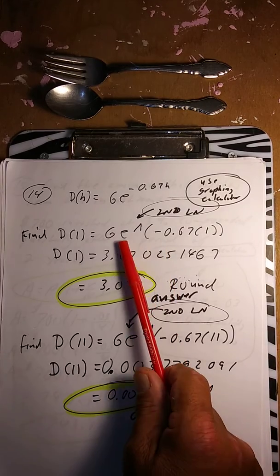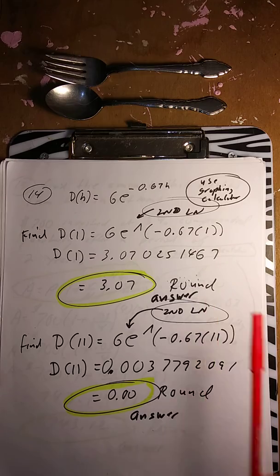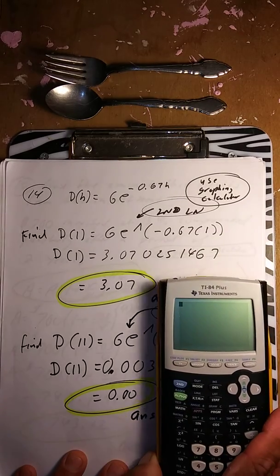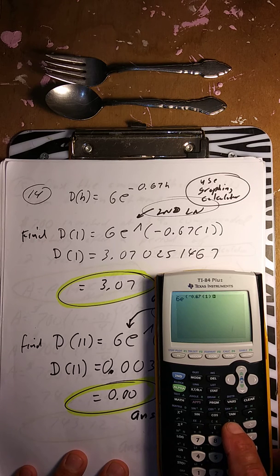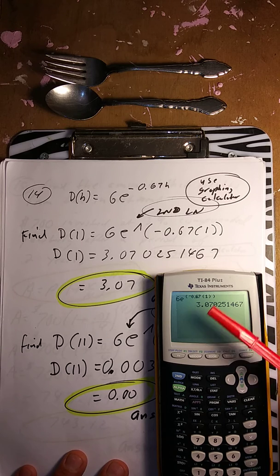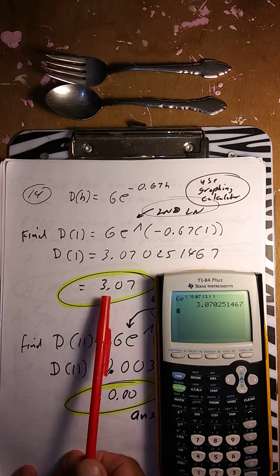You go second, ln, you get the e function, put the numbers in there, you'll get this. In fact, let me do that one right there. So we're going to have 6 second ln, this one here, parentheses, negative 0.67, parentheses 1. Close it, there it is. 3 point, all these numbers here. So I'm just going to round it off to 3.07.